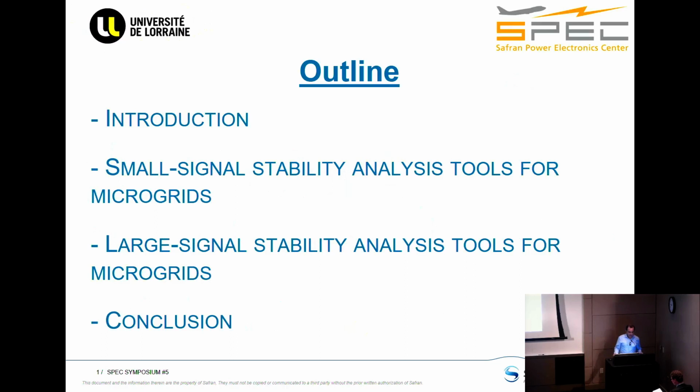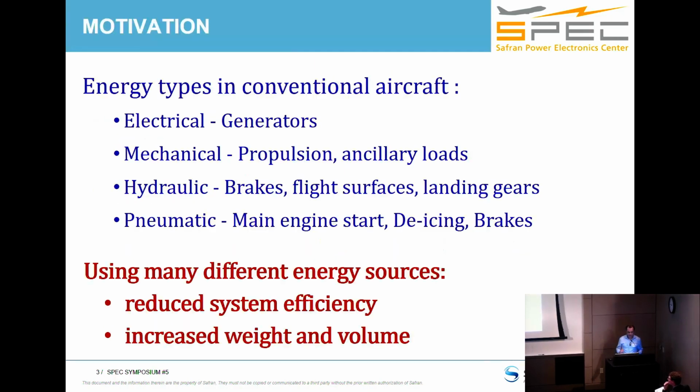Here is the outline of my presentation. After a short introduction, I go to small signal and then large signal stability analysis tools, and then I will conclude. First, our motivation. We have several energy types in conventional aircraft: electrical, mechanical, hydraulic, pneumatic.